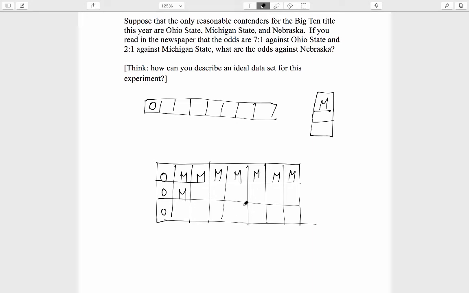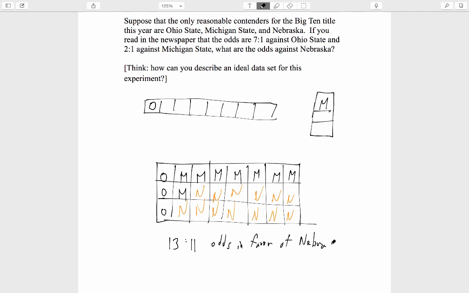Now, this represents, within our ideal data set, all the victories by Ohio State or Michigan State. Since there are only 3 contenders for the Big Ten title, it must be that all the rest are Nebraska. And if we count up, it turns out that there are 13 of these boxes that correspond to Nebraska. That means that for every 13 ways that Nebraska can win, there are 11 ways, if you count them up, that Nebraska could lose. So there are 13 to 11 odds in favor of Nebraska.